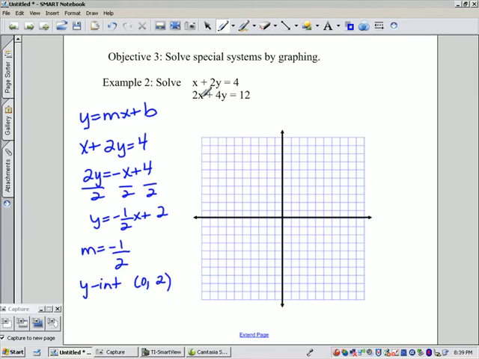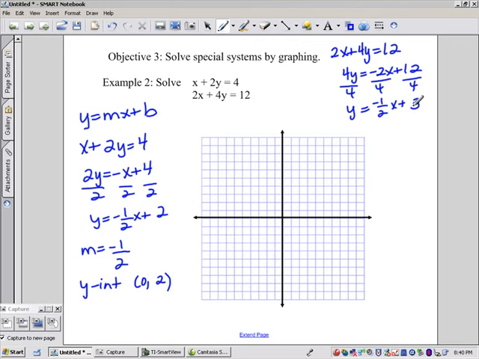My second equation, 2x plus 4y is equal to 12. I'm going to subtract 2x and then divide through by 4. So y is equal to negative 2 over 4 reduces to negative 1/2 x plus 3.